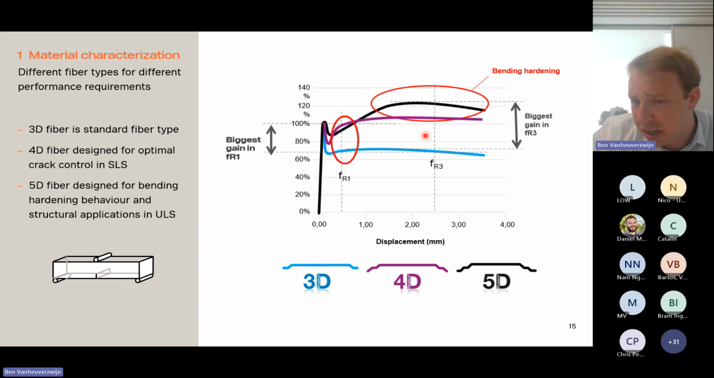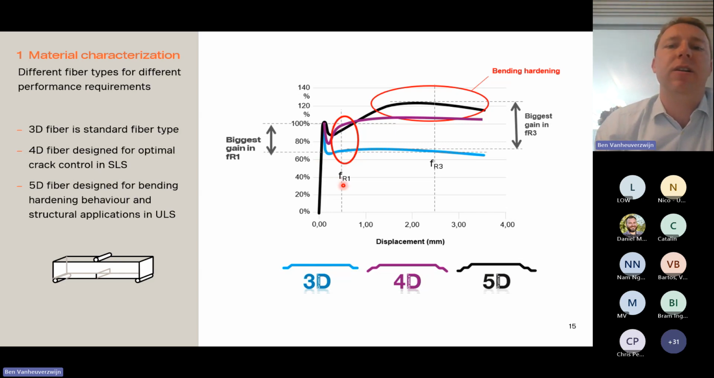And you can see this in this quite commercial graph, but this is close to reality. In fact, we see that the FR1 for the 4D is the highest of the three different families. So you can imagine that the 4D fiber will be ideal for applications where not only ULS but also SLS is important, because as I mentioned, FR1 is the value that we will use in SLS calculations, crack width calculations, and so on.